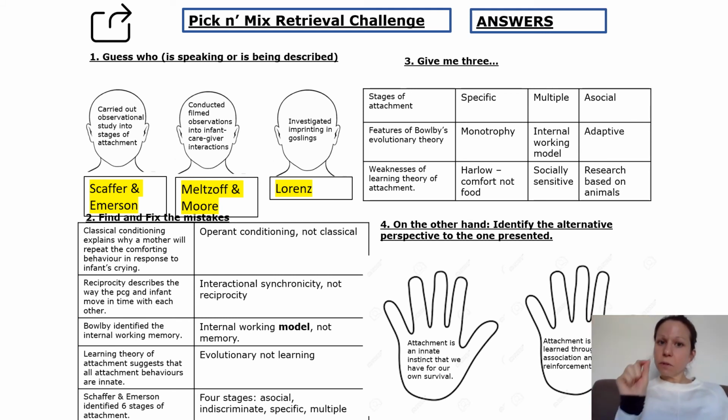So let's have a look at our find and fix. These were tricky. They were quite subtle mistakes. So first one, it shouldn't say classical conditioning, it should say operant. Now this is important. This is going back to our learning theory, and we concentrated a lot about food and this idea that the infant uses classical conditioning. They associate the mother, who is the neutral stimulus, with the food, and therefore they learn to form that emotional bond with mother. So it was all about the food.